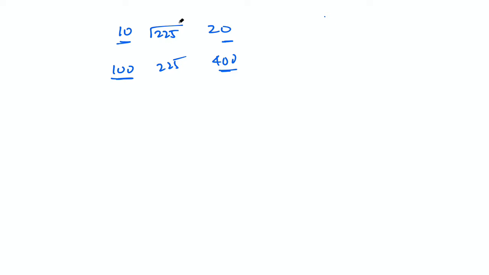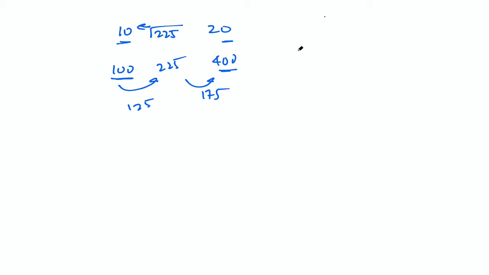Okay, now will this square root be closer to 10 or to 20? As you can see here, to get from 100 to 225, it's going to be 125 off. But from here to here, it's going to be 175 off. So I would then predict that the square root of 225 will be closer to 10. Okay, the square root of this is closer to 10.